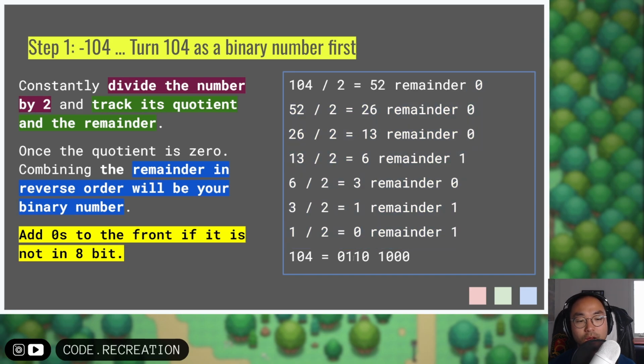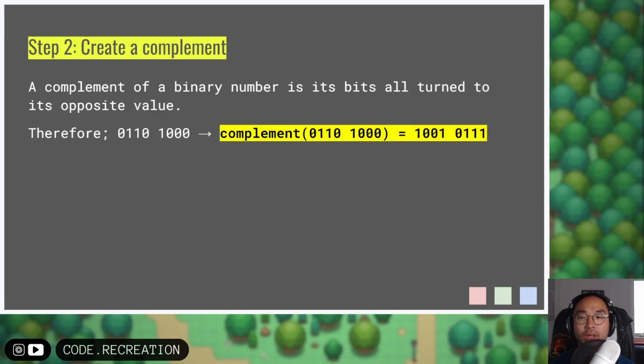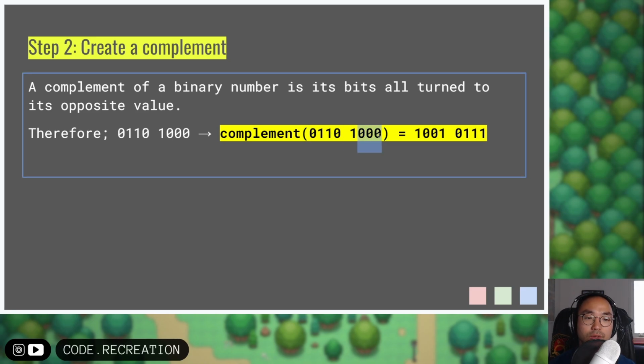We're going to have 1101000, and to make it 8 bits, we're adding a 0 to the front so that we have 8 bits in total, because we have 1, 2, 3, 4, 5, 6, 7 remainders generated when we were continuously dividing by 2. Awesome. We're going to create a complement. That's when we reverse all the bits into their opposite value. So the complement of 01101000 becomes 10010111.